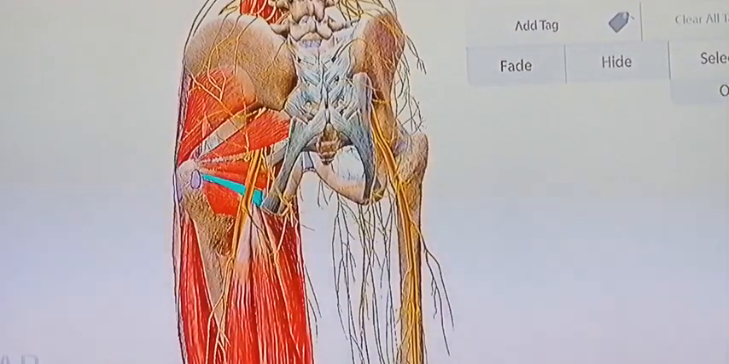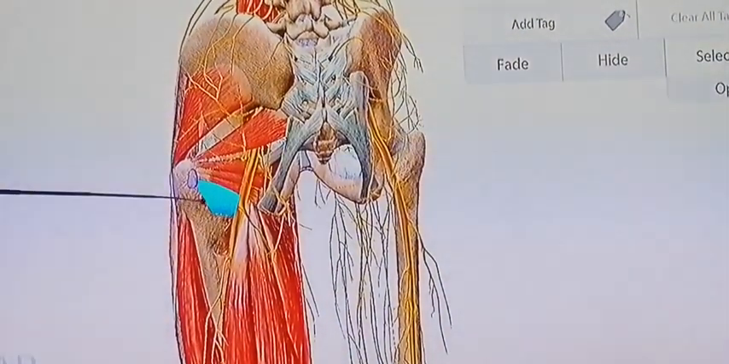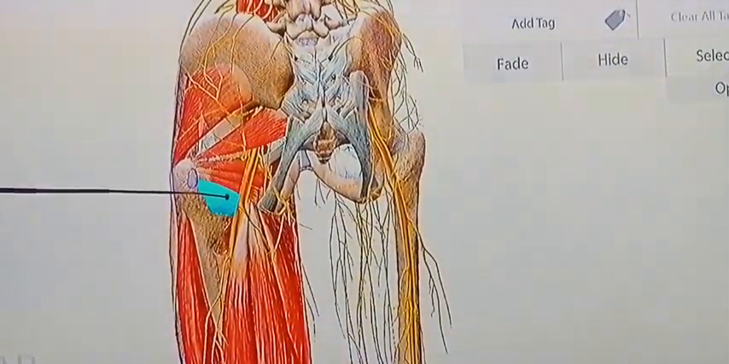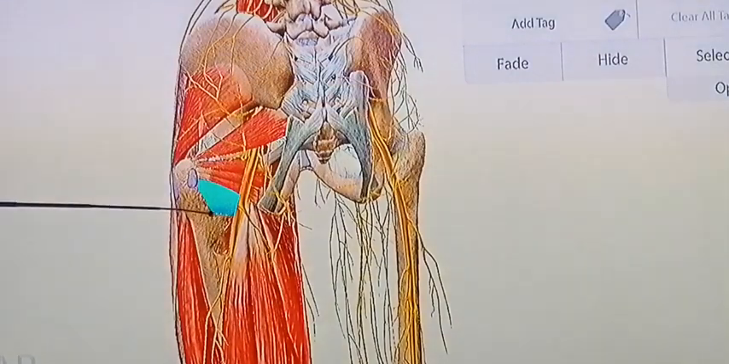And finally, the quadratus femoris muscle. This is the quadratus femoris muscle. Its origin is from the ischial tuberosity and its insertion is to the quadrate tubercle of the femur.